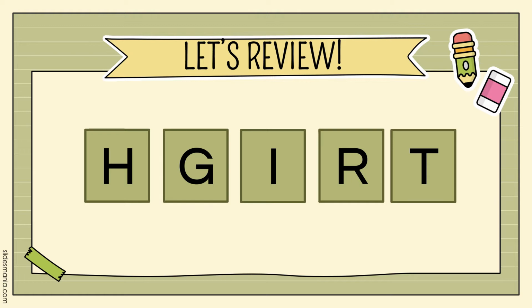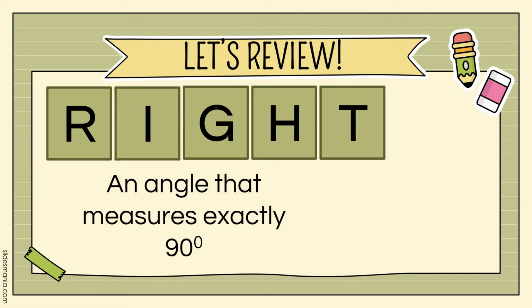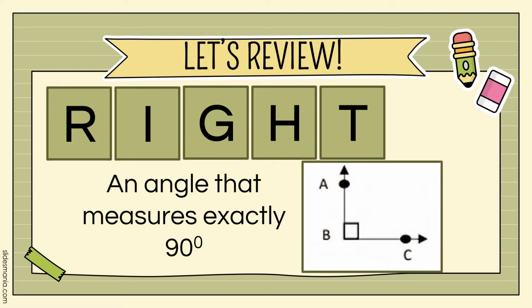Okay, so we have the following jumbled letters. Okay, time is up. The correct answer is right, and we are referring to the right angle. So, a right angle is an angle that measures exactly 90 degrees. An example of which is this one, and it has a symbol. This symbol, the square one, is a symbol that tells us that the angle is a right angle. Angle ABC is a right angle.